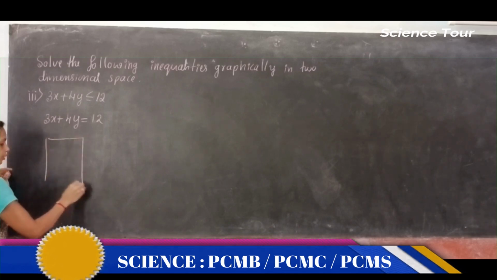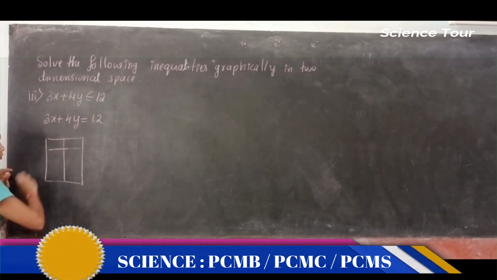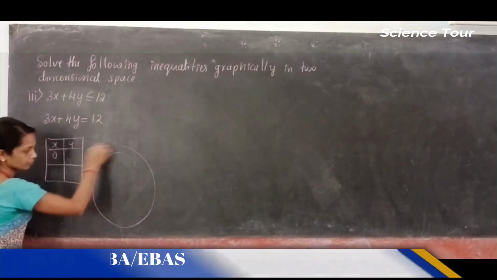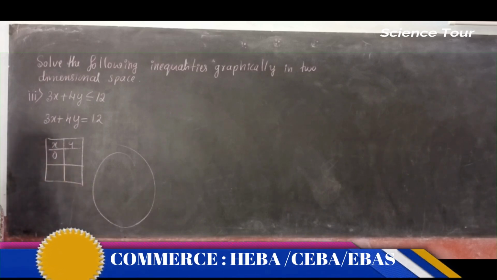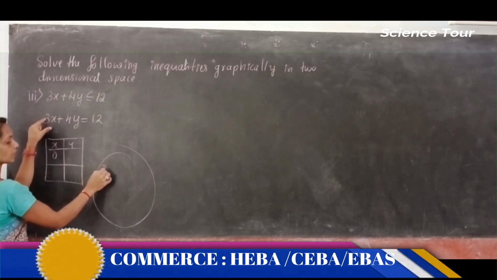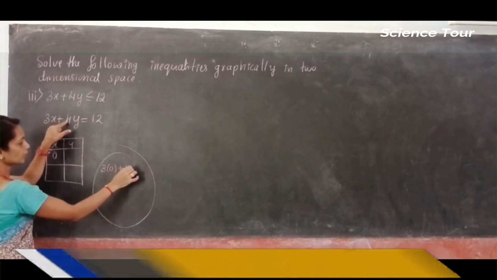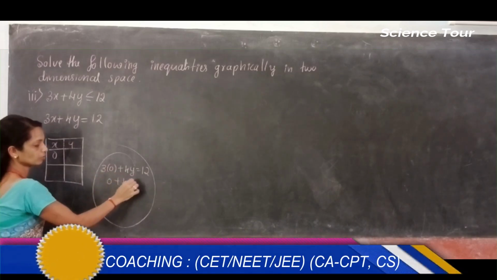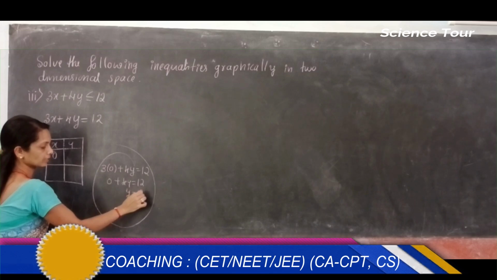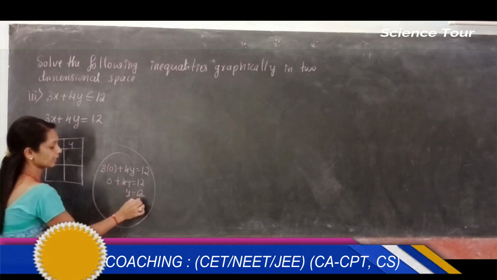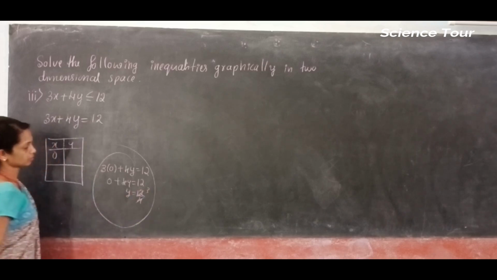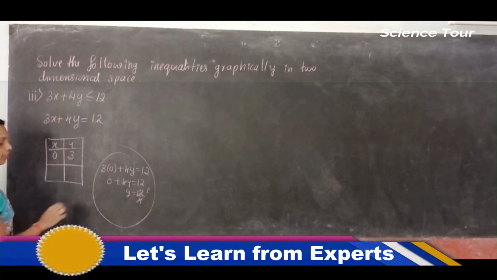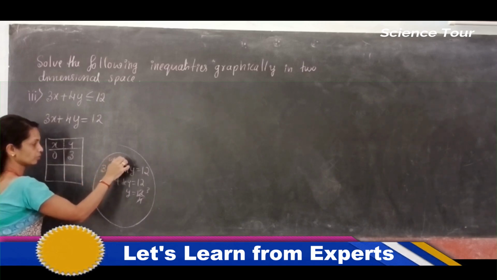For that, make a table to get 2 points of that line. I'll take x as 0, and these are rough steps you have to do on the side of your page. When x equals 0, the equation becomes 3 into 0 plus 4 into y is equal to 12. 3 into 0 is 0, plus 4y is equal to 12. So y is equal to 12 by 4, 4 times 3 is 12, so y is 3. Enter that in the y column. This is when x equals 0.